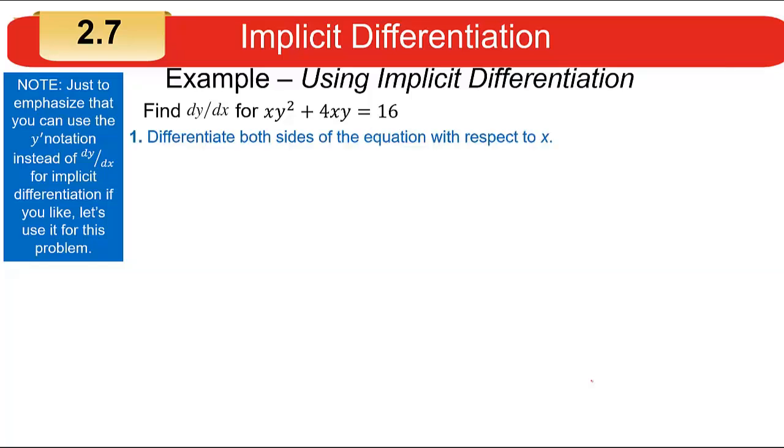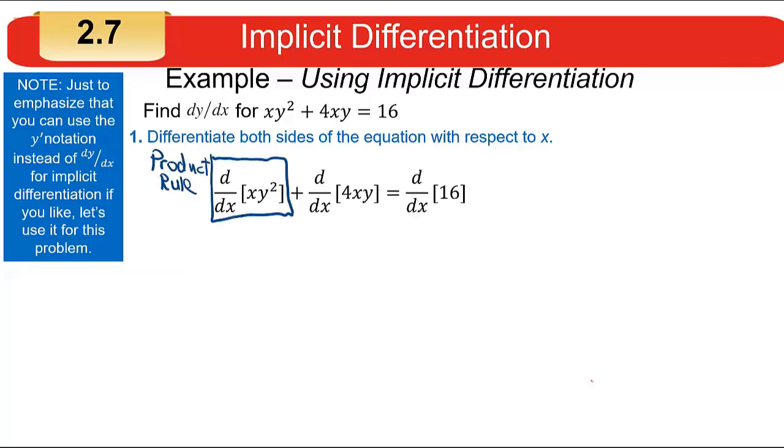So anyway, the first step is always the same. Differentiate both sides of the equation with respect to x. There are two terms on the left, so you take the derivative of each of those. There's one term on the right, so you take the derivative of that. As I alluded to earlier, this is a product rule in the first term. You've got x times y squared. That's a product. The product rule says you take the first one times the derivative of the second one plus the second one times the derivative of the first.